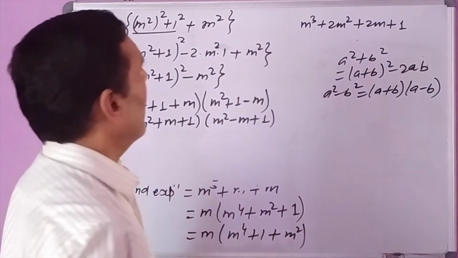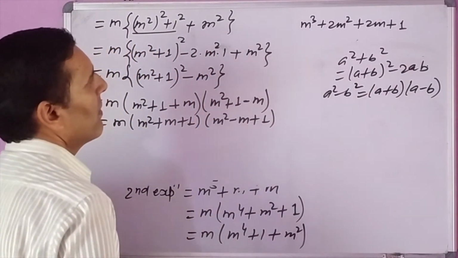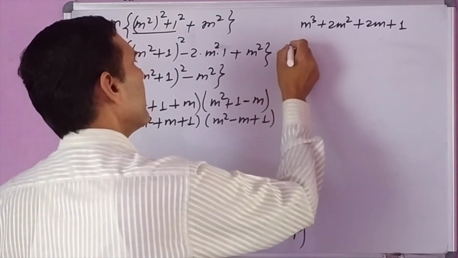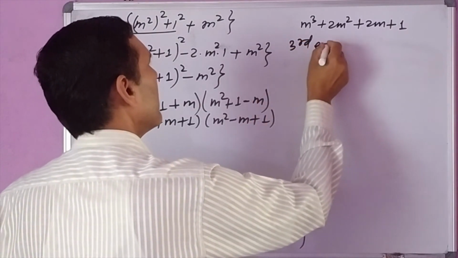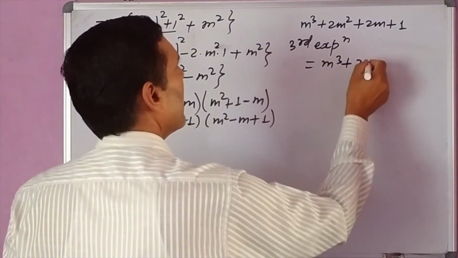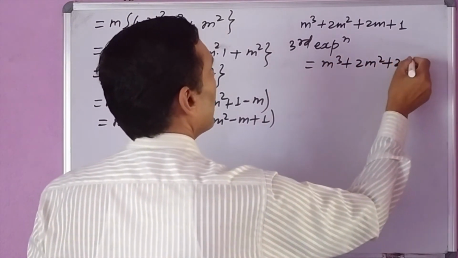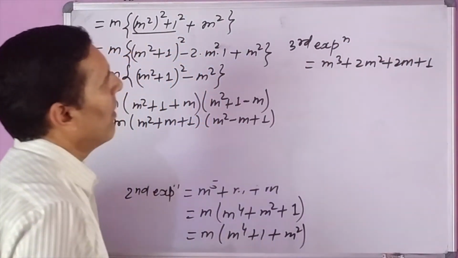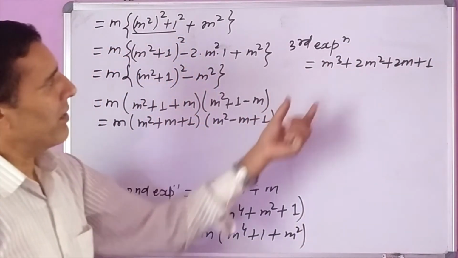Now we have the third expression. So our third expression is here. M cube plus 2m square plus 2m plus 1. This is the third expression of the equation. Now how can we factorize this third expression?